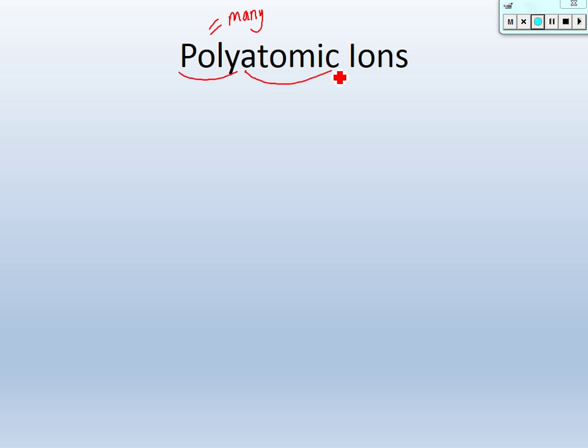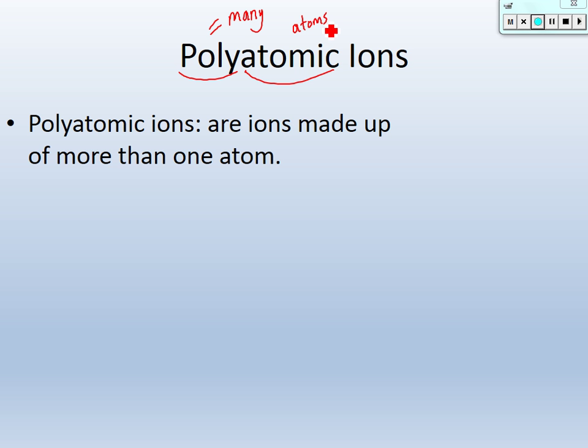And what does atomic mean? So when I say polyatomic ion, you think many atom ions. So here's the definition. They are ions made up of more than one atom. So if the ion is more than one atom, we say it's polyatomic.